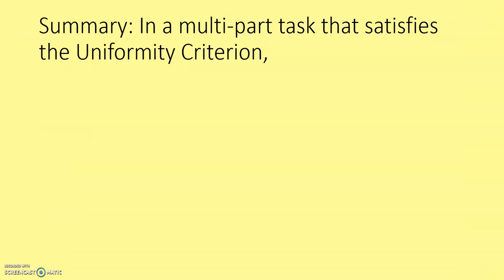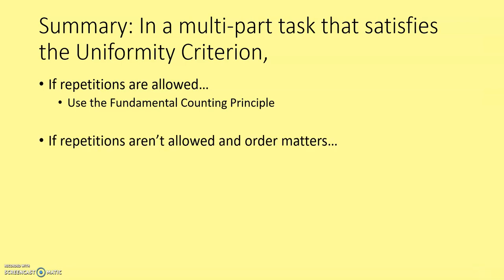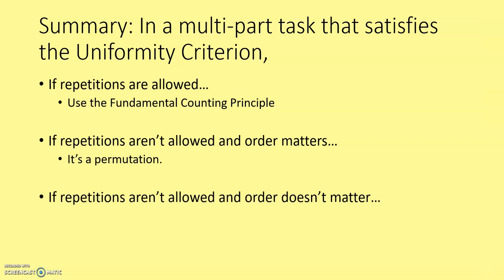In a multi-part task that satisfies the uniformity criterion, if repetitions are allowed, use the fundamental counting principle. If repetitions aren't allowed and order matters, it's a permutation. If repetitions aren't allowed and order doesn't matter, it's a combination. It's part 1 of section 10.3, using permutations and combinations.